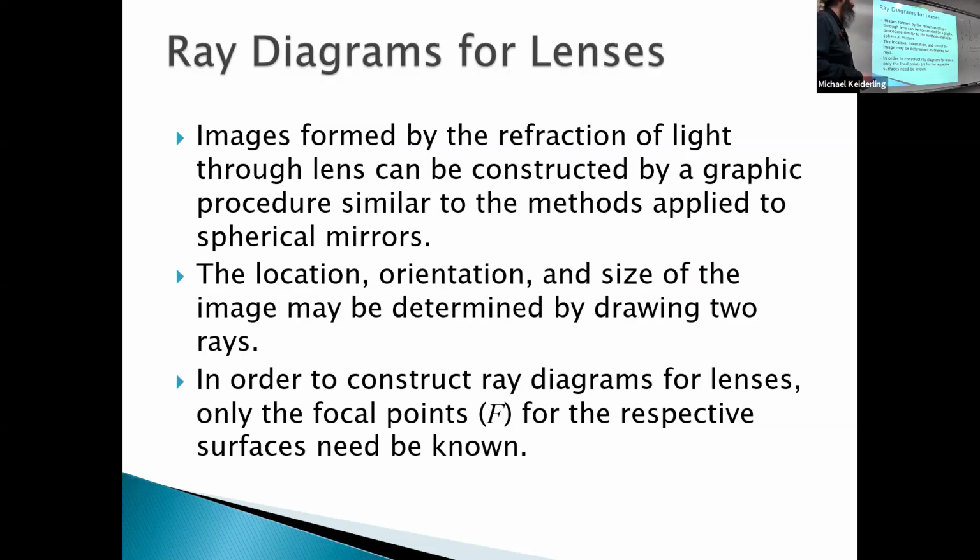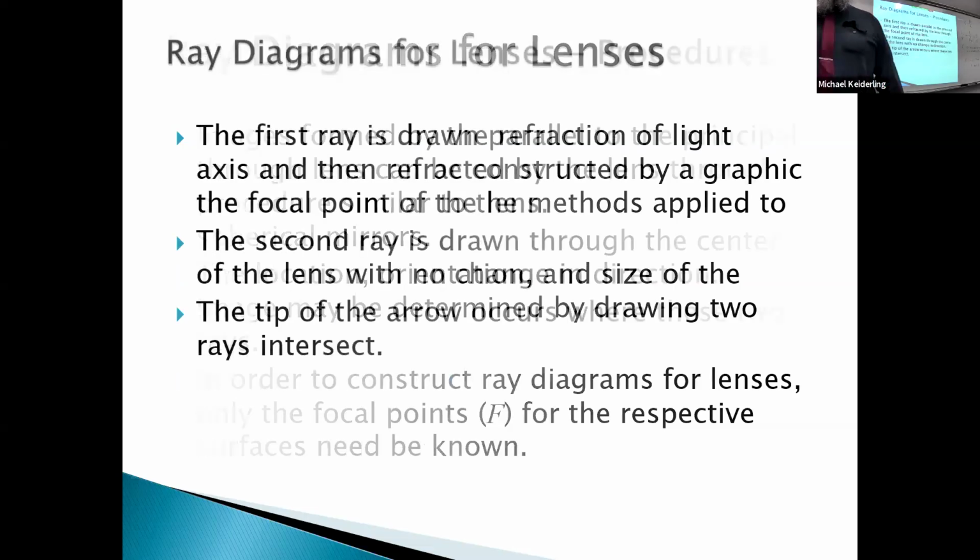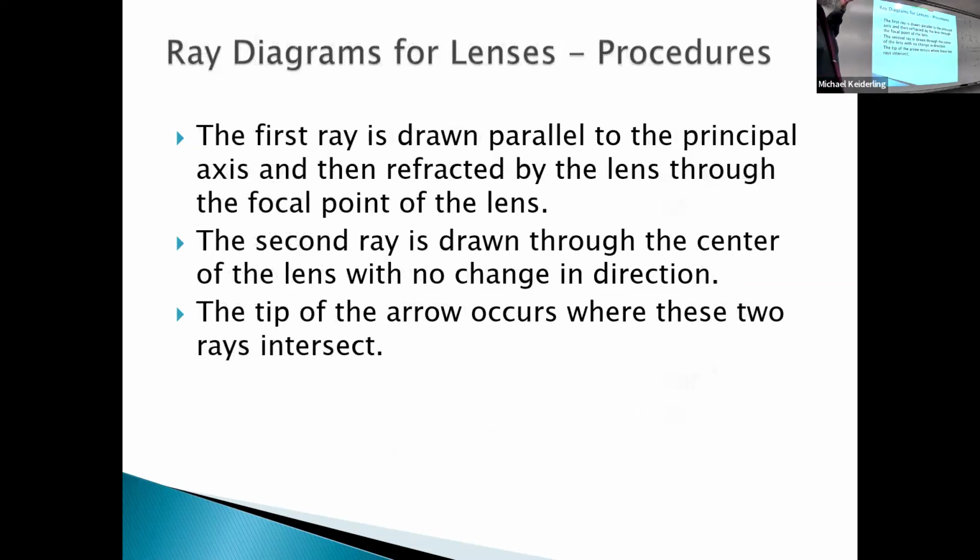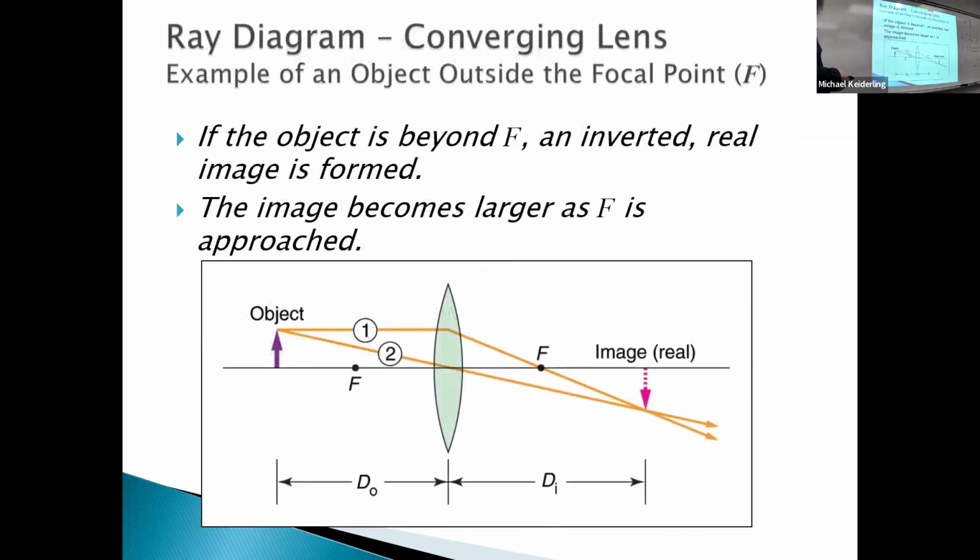And in order to construct ray diagrams for lenses, only the focal points for the respective surfaces are needed to be known. So the first ray you draw parallel to the principal axis, and then it gets refracted by the lens through the focal point of the lens. And then the second ray is drawn through the center of the lens with no change in direction. And the tip of the arrow occurs where these two rays intersect, like so.